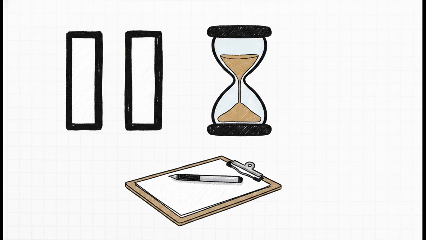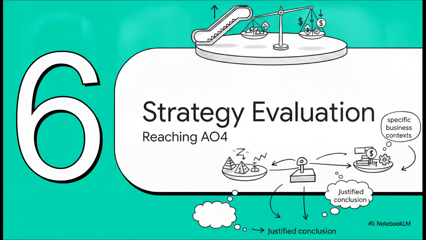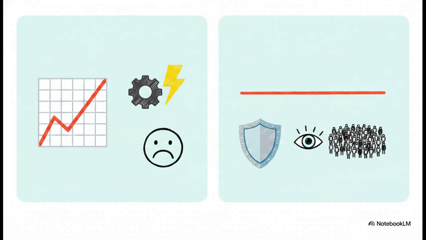Great job. Let's head straight to the summit. Section 6, Strategy Evaluation. We have officially arrived at the peak of the assessment escalator, AO4 evaluation. This is where you don't just explain a strategy. You have to weigh competing strategies against each other and form a highly justified conclusion. Let's compare two vastly different approaches right now.